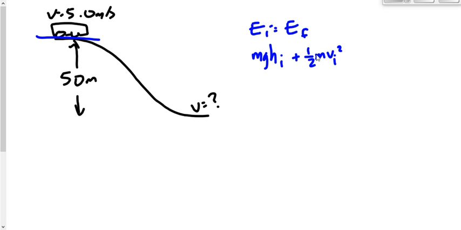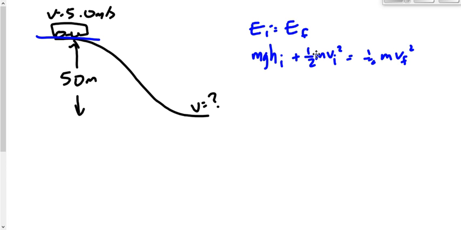Now, at the end of this problem, which is in this case at the bottom of the hill, what kind of energy do I have? Well, do I have a height? No. So there is no potential. Is it moving? Yes. So I do have kinetic energy. So this is what the equation would become: mgh initial plus 1/2 mv initial squared equals 1/2 mv final squared.